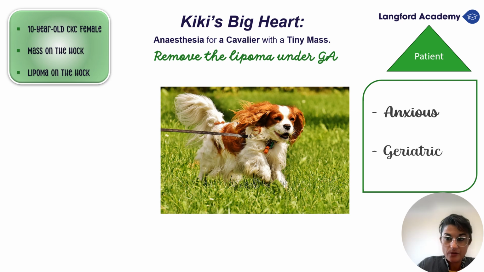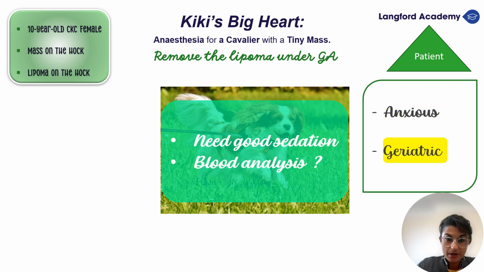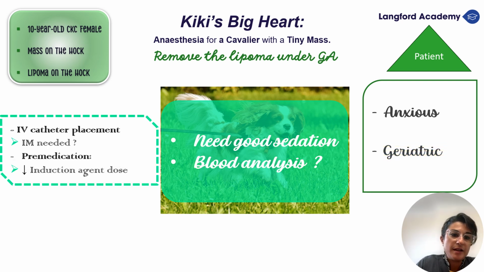anxious, and he's also geriatric. Because he's anxious, he would need a good sedation, and probably some IM injection as well. Because he's geriatric, if you could do biochemistry and hematology, just to have a look if there is any subclinical disease, would be great. So the IV catheter placement might be difficult, and then you most likely need an IM injection to reduce the stress of the patient. And the premedication is there to decrease the induction agent dose, which would be important in this patient because you want to maintain the cardiovascular system.